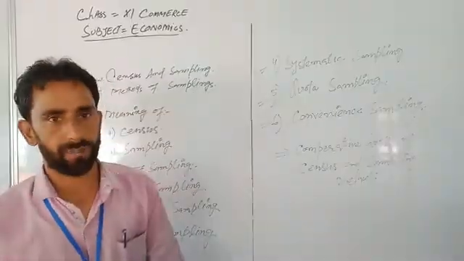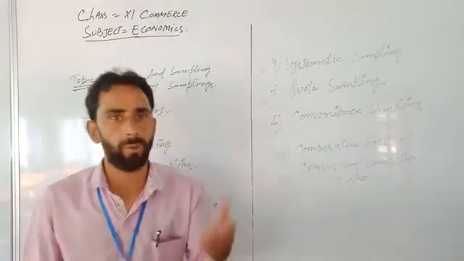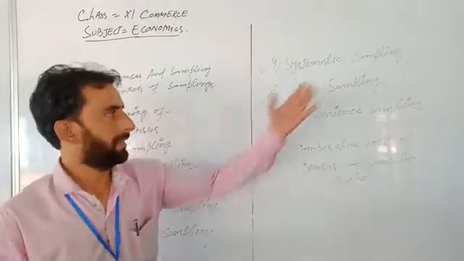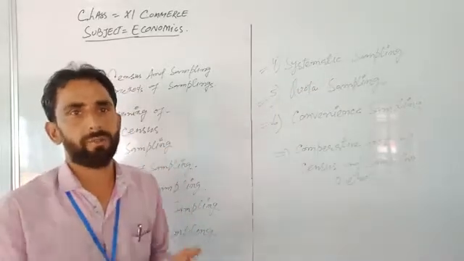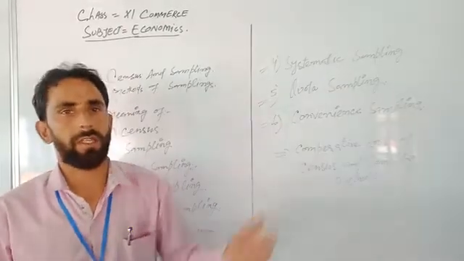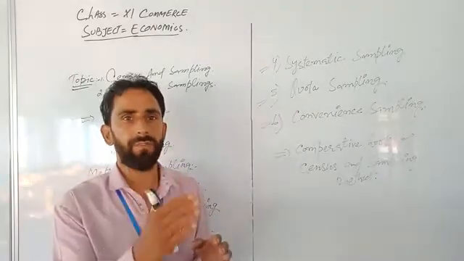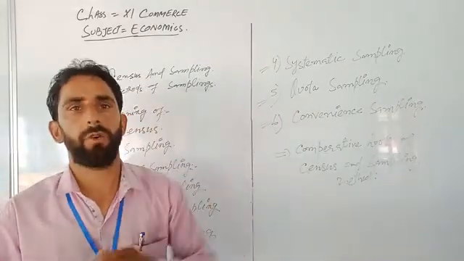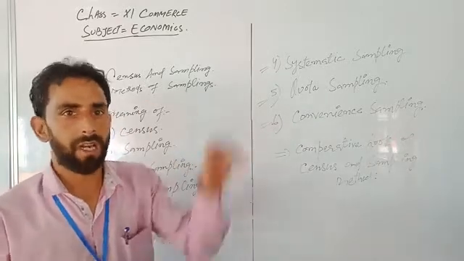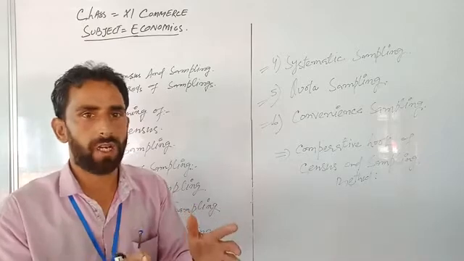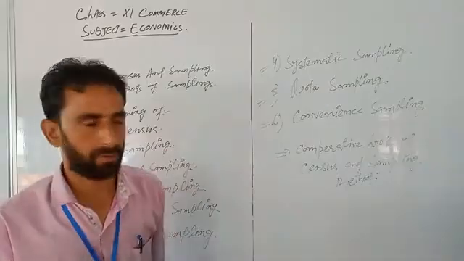Another one is quota sampling. Quota means a fixed quota. Like when we have to select a football team in our school, we take students from different classes. First we notify that we will take students from 9th to 12th. Four classes are there, and we have to select 15 or 16 students from all the 4 classes. When we take data on the basis of some fixed quota, a fixed number of students, that method is known as quota sampling.